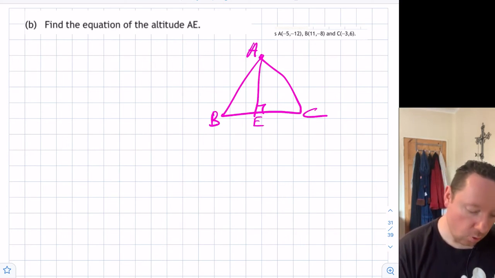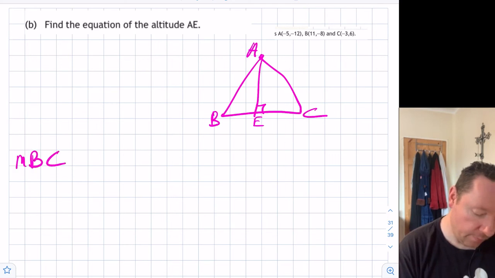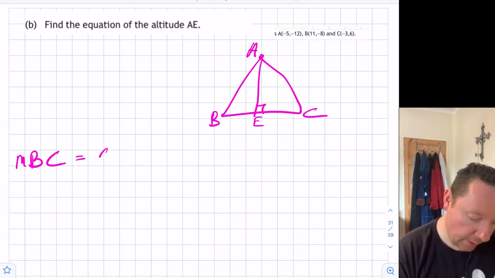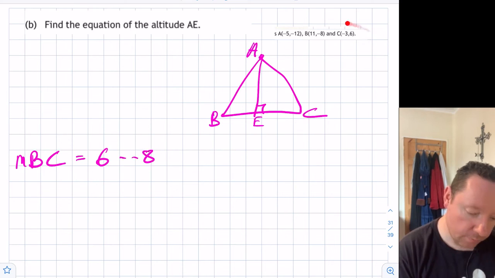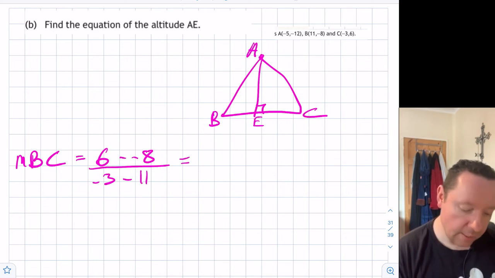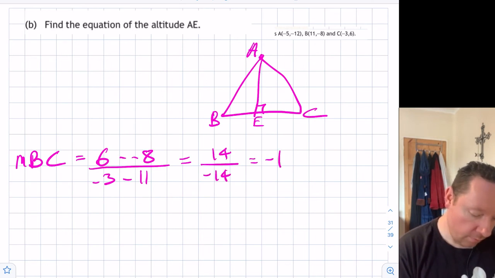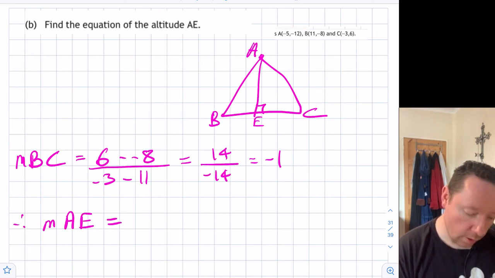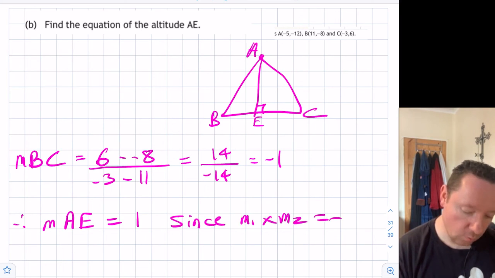So starting off with the gradient of B to C, that equals 6 minus -8, I've taken note of them up here, all over -3 minus 11. 6 add 8 is 14. -3 take away 11 is -14. So that's -1. Therefore, the gradient of AE is equal to just 1, since m1 times m2 equals -1.